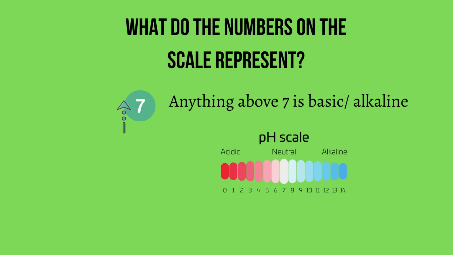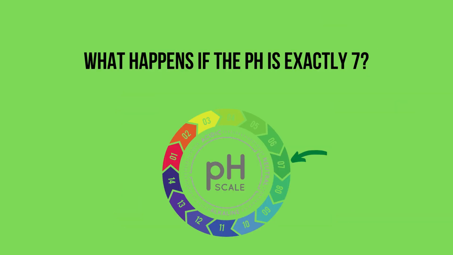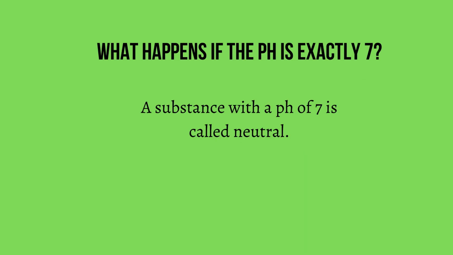Anything above 7 is basic while anything below 7 is acidic. What happens if the pH is exactly 7? A substance with a pH of 7 is called neutral. It is neither acidic nor basic.